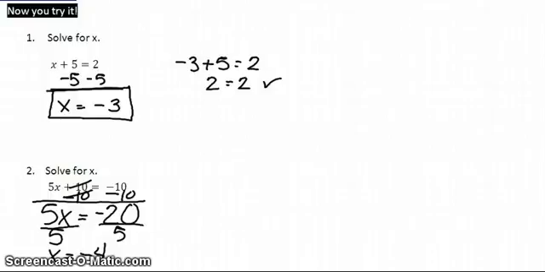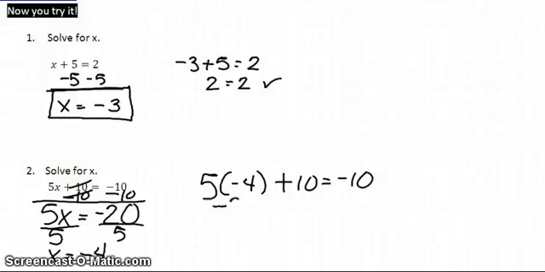Once again, I want to substitute that in my equation, and I can check and make sure that my answer is correct. So I'm going to have 5 times negative 4 plus 10 equals negative 10, and we're still going to follow that order of operations. Please excuse my dear Aunt Sally. And here I'm going to multiply first.